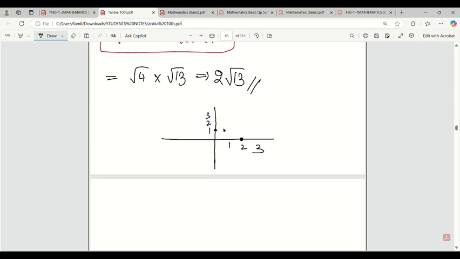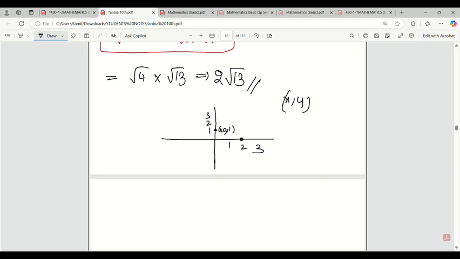If I am locating a point here, how will I represent this? 0, 1. Whenever I represent a point, it should be in the form of x comma y. Every time you write coordinates, x should always be first and y should always be second. So here I'll write 0 comma 1.